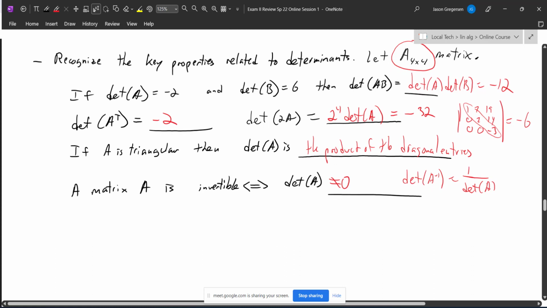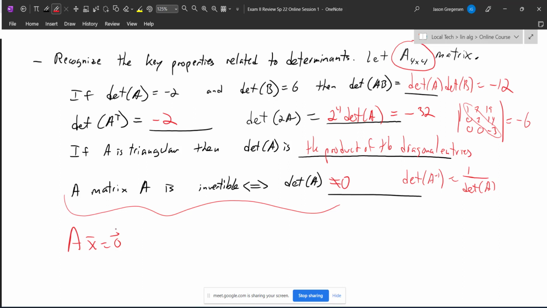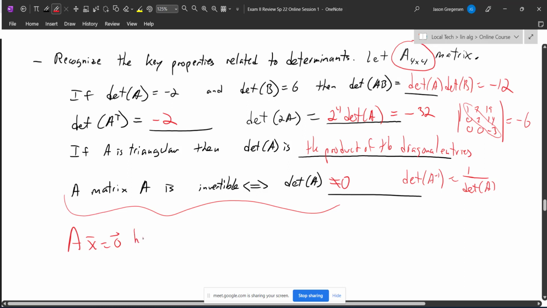Now, where this property is very useful to us, where we really use this, is when it's related to a homogeneous equation. So if we think about the homogeneous equation, AX equals 0, I know there's a solution to that equation. I know that if I plug in X equals 0, that will be a solution. So I'm usually only interested in the non-trivial solutions of this equation. I would say that the homogeneous equation has non-trivial solutions other than 0, if and only if A is not invertible.